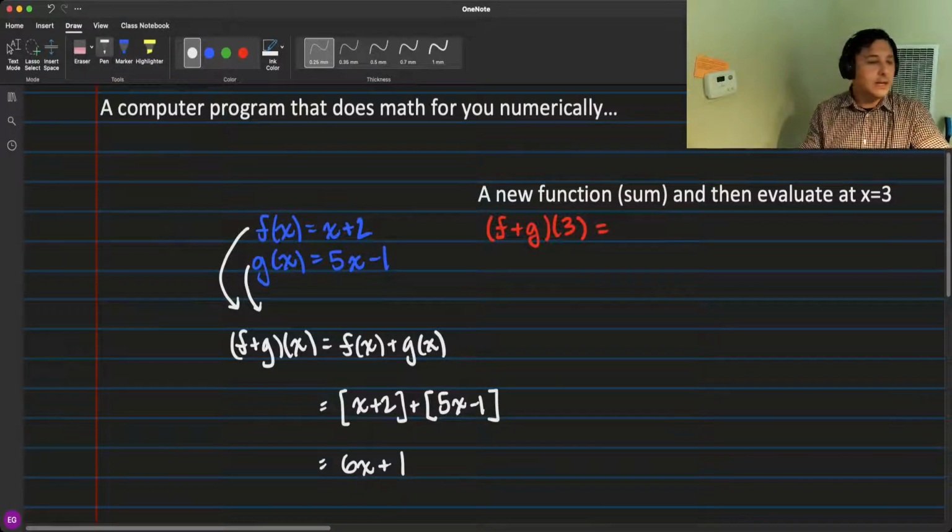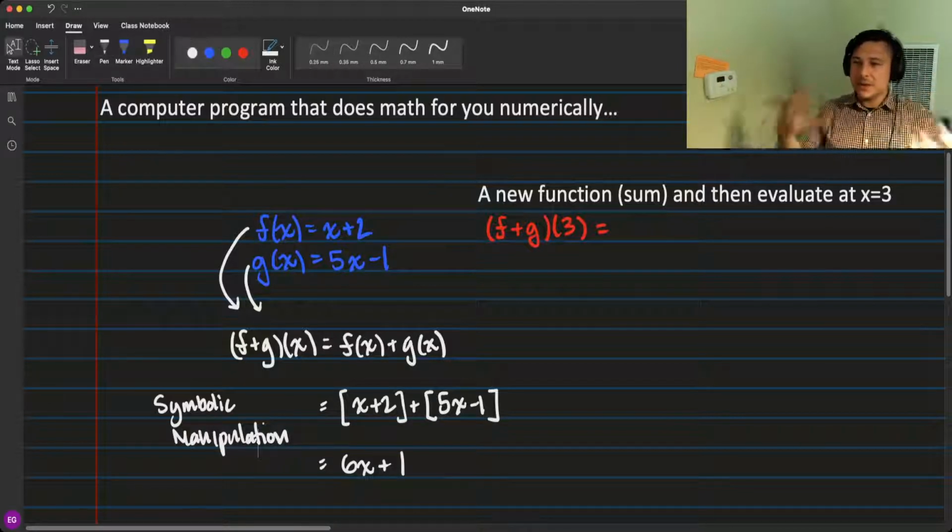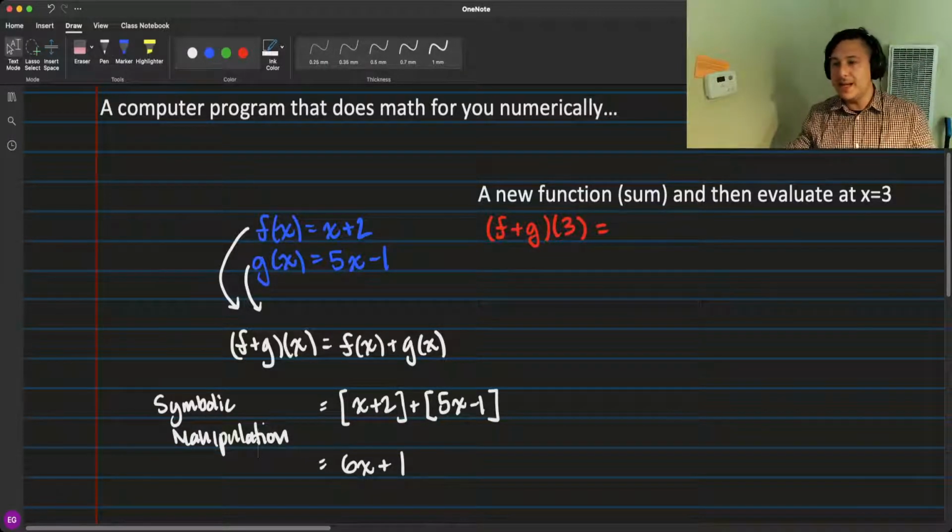Okay, so what we did here is we did symbolic manipulation. Does it make sense what I mean by that? I worked with the symbols to find my new function, right? I grouped like terms, things like that.